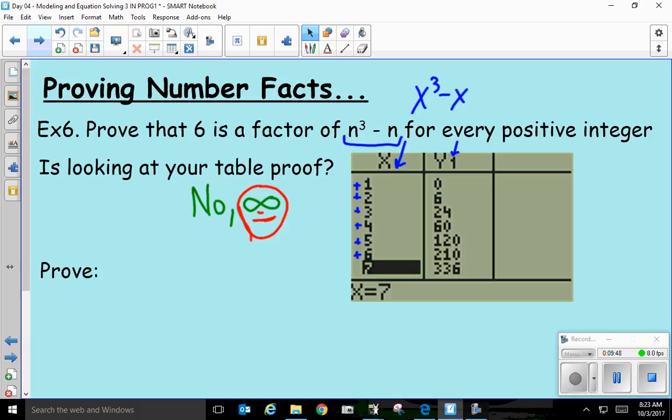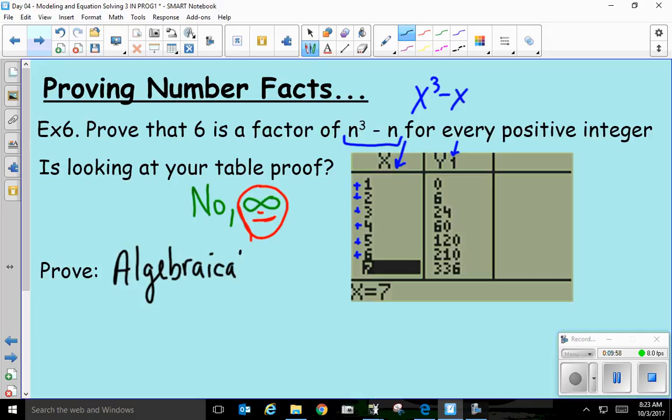So how do I prove this? I'm going to prove it algebraically. There's never a question when you prove something algebraically if it works or not.